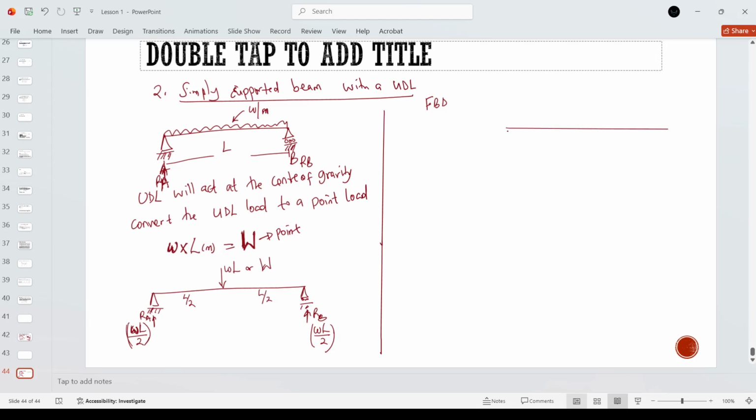okay, so we'll have WL over 2, WL over 2, and then we'll have L over 2. This is our free body diagram. Okay, can we now derive the shear force and the bending moment diagram from it? Let's derive the shear force and the bending moment diagram. Okay, so SFD.